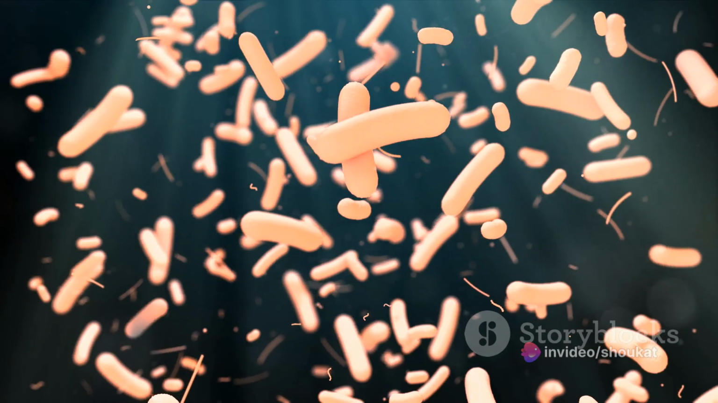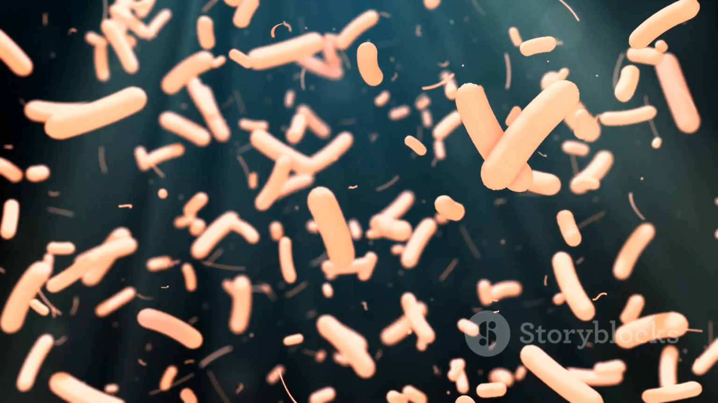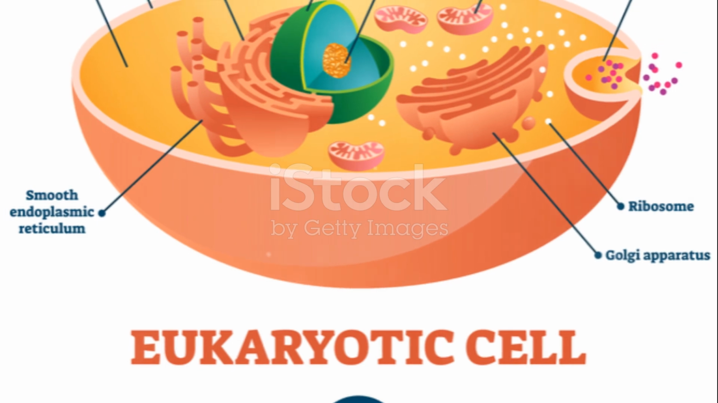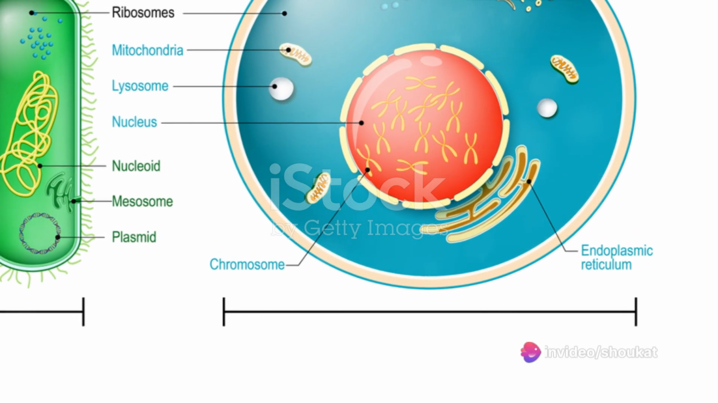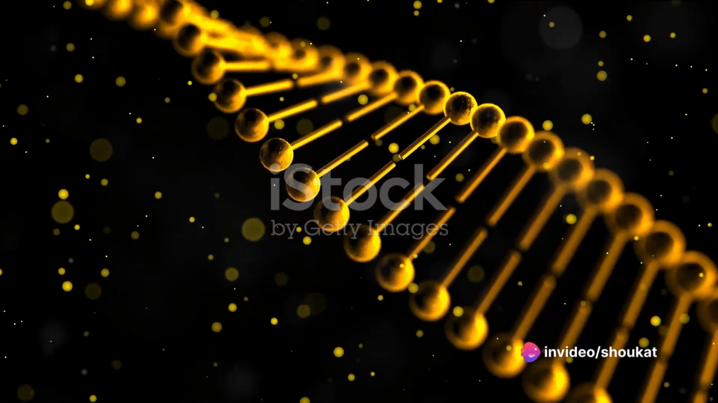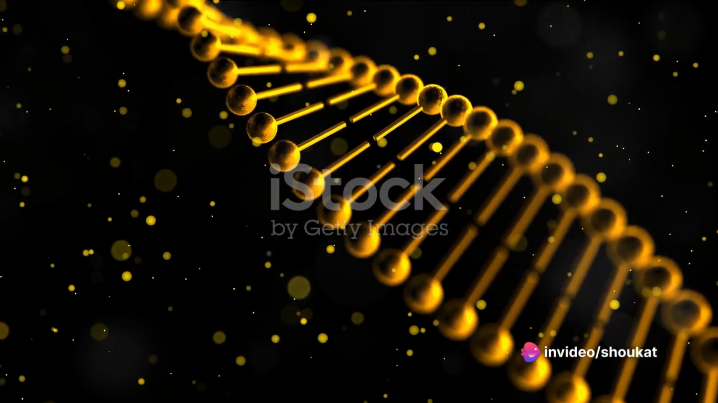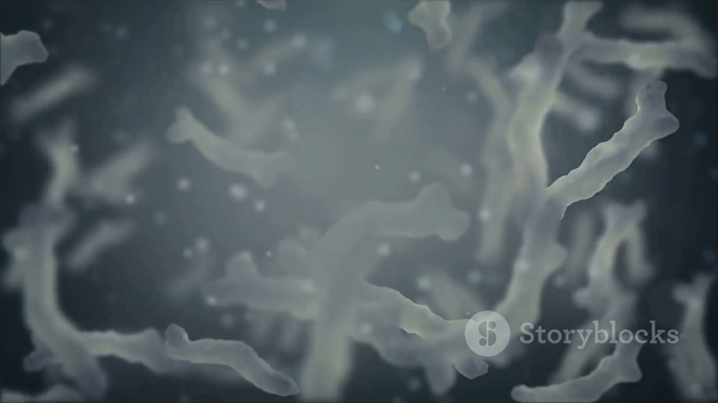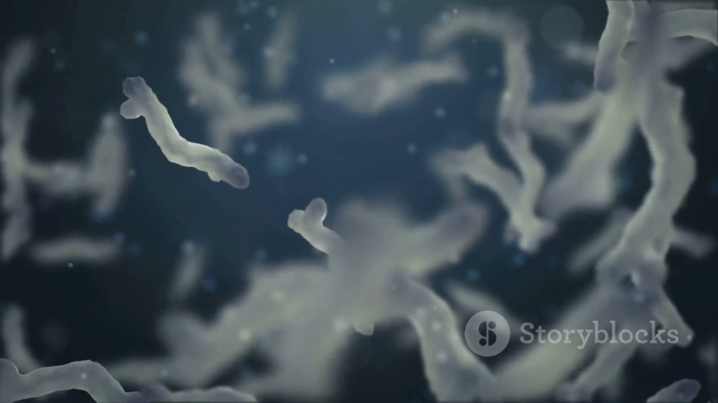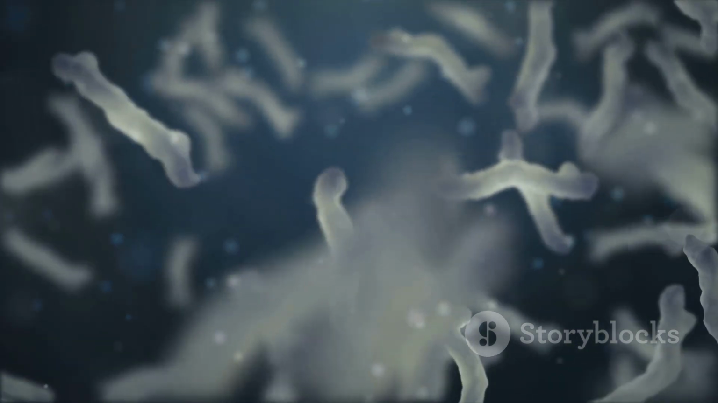They're the simplest form of cells, often found in bacteria and archaea. Unlike eukaryotic cells, they do not have a nucleus or any other membrane-bound organelles. Instead, their genetic material is freely floating within the cell. They are the most primitive form of life, capable of thriving in a variety of environments, including extreme conditions.